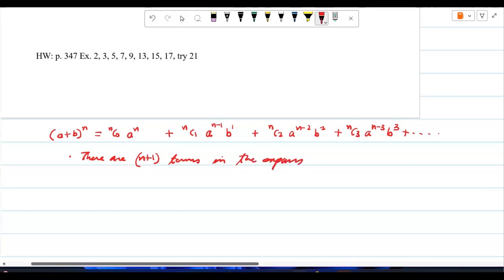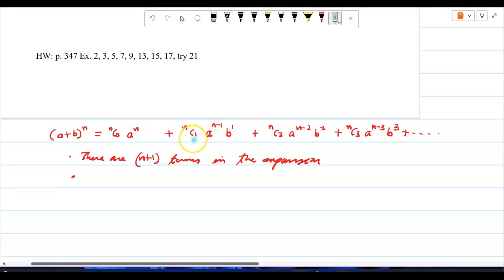That's one observation. Other observation: what do the powers of a and b add up to? n minus 1 plus 1 is just n. n minus 2 plus 2 is just n. So the powers of the terms add up to n.